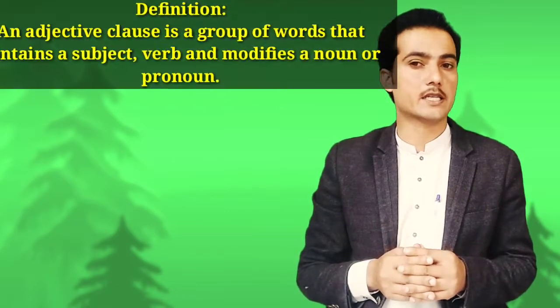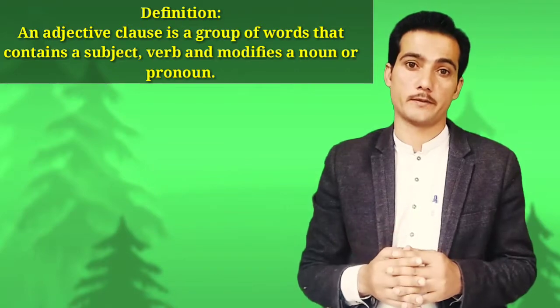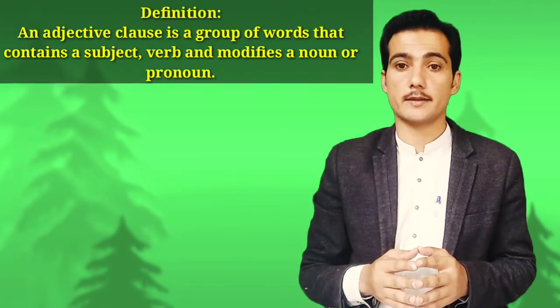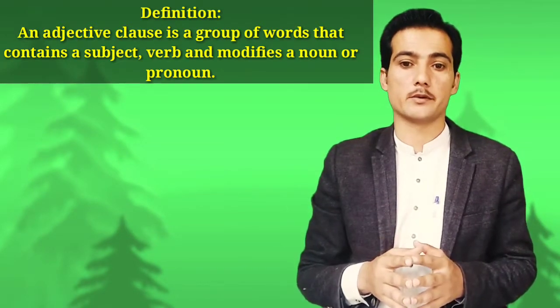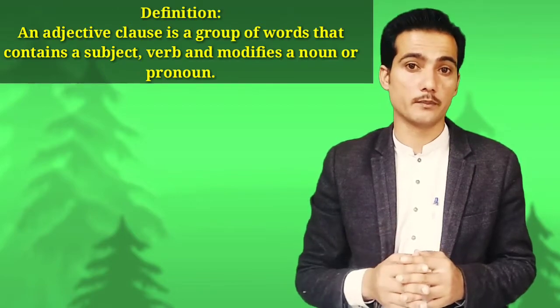Well, first of all, we should understand the adjective clause. For understanding the adjective clause, we need to define it first. So the definition of an adjective clause can be like this. An adjective clause is a group of words that contains a subject and a verb, and modifies a noun or pronoun.